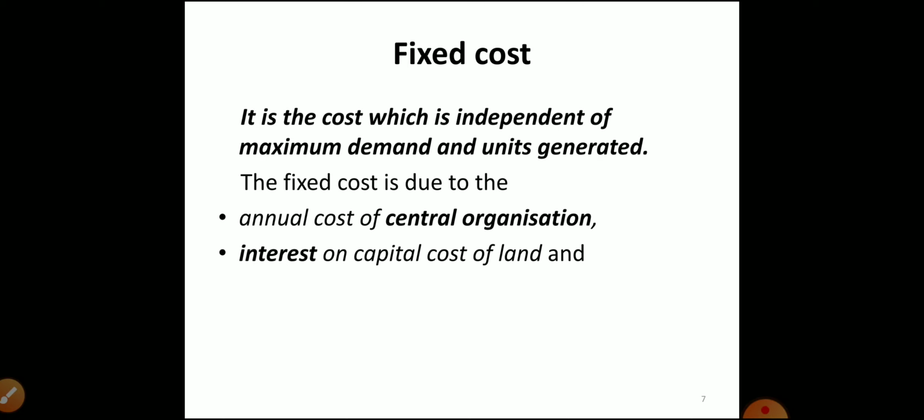the interest on capital cost of the land, and the salaries of the high officials. A central organization means that to run any organization, there are high officials like directors or managers, and the salaries of high officials are considered a fixed cost, along with the interest on capital cost of the land.